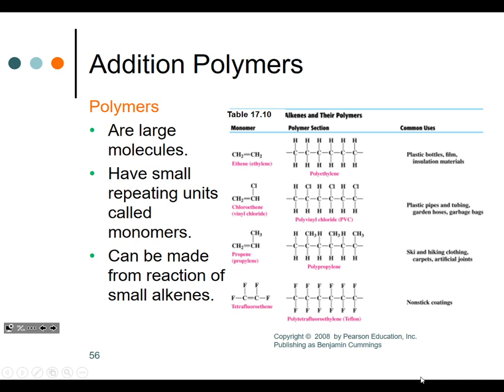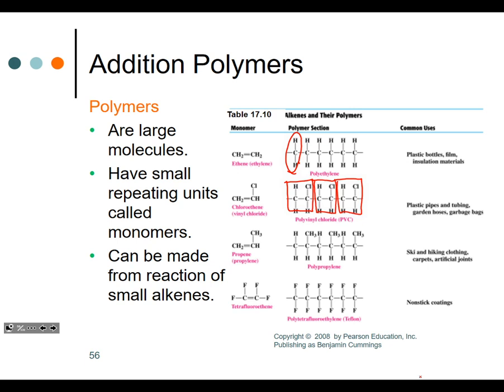So we're going to look at polymers, and the prefix poly means many. So they're very large molecules made up of many of the same subunits, or what they're called repeating units. They can be made from reactions of small alkenes. So if you look here, we have polyethylene, and it's just the same subunit repeated over and over and over. If you look at this one, it's this subunit, repeated over and over and over.